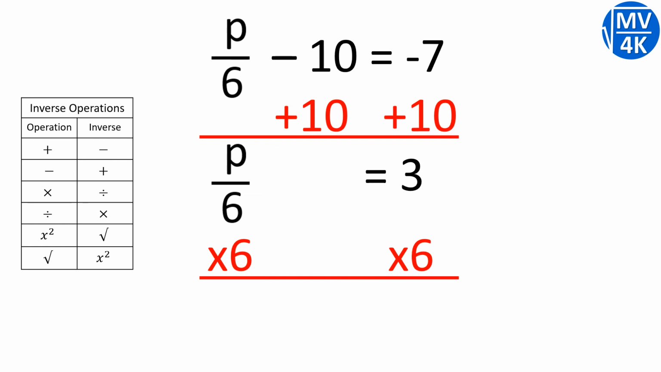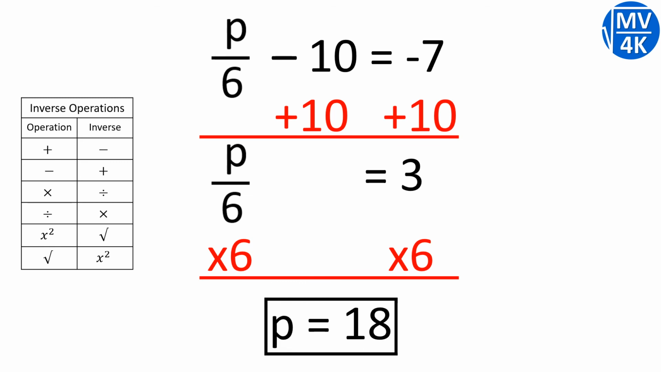Dividing by 6 and multiplying by 6 equals 1. So p is left by itself. And on the right side, 3 multiply 6 is our solution of 18. And that's two examples of how to solve two-step equations.